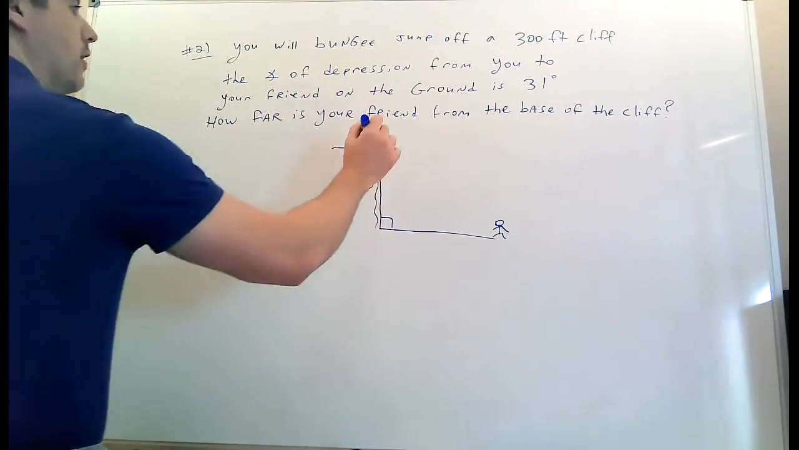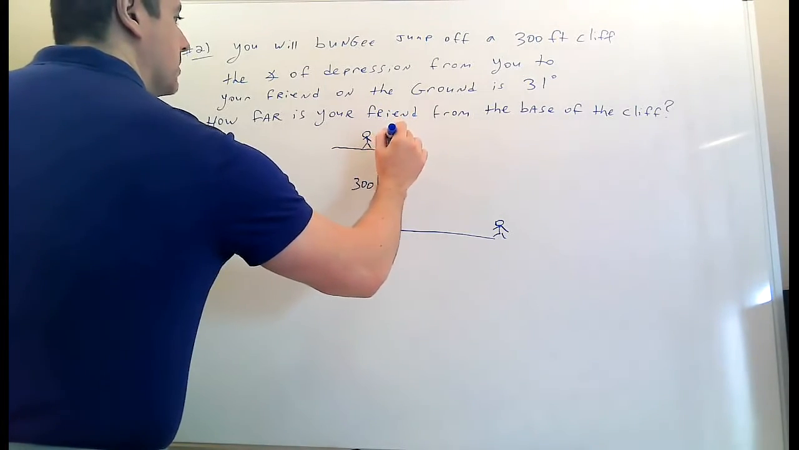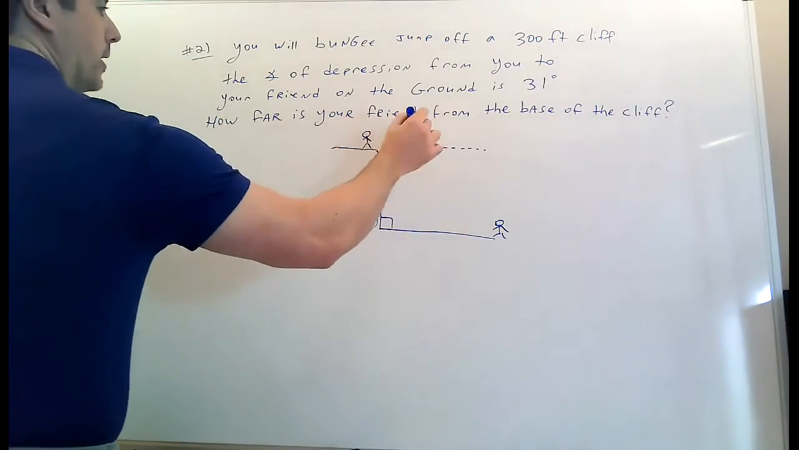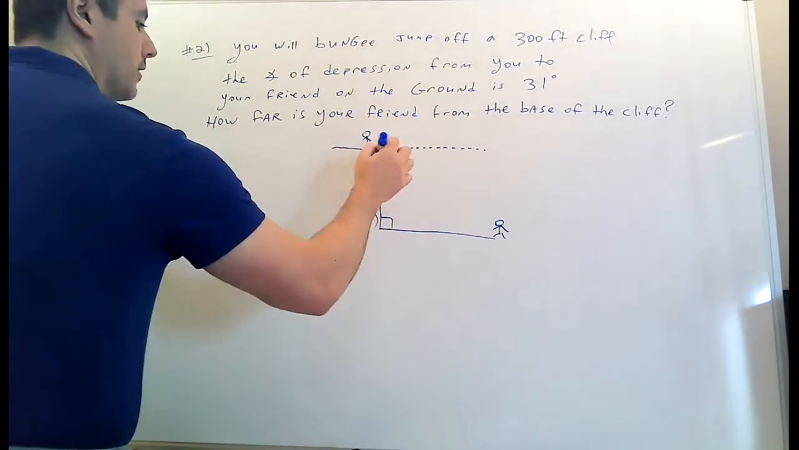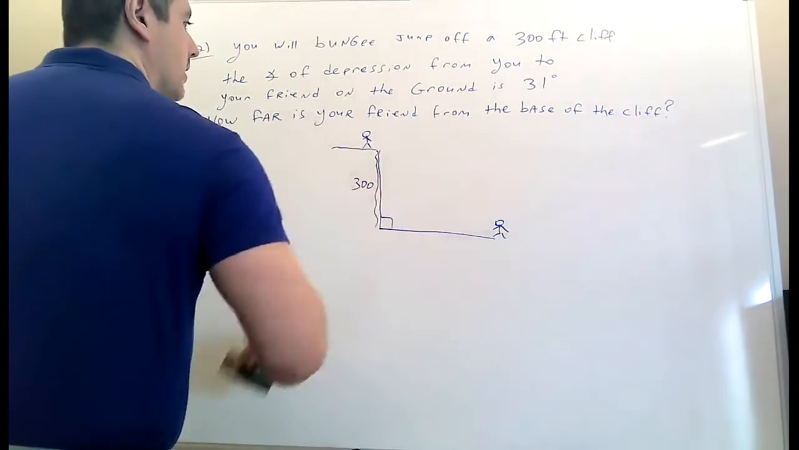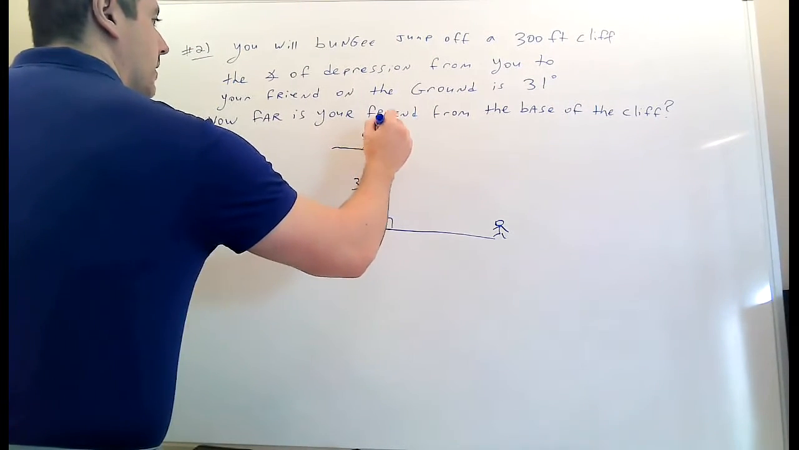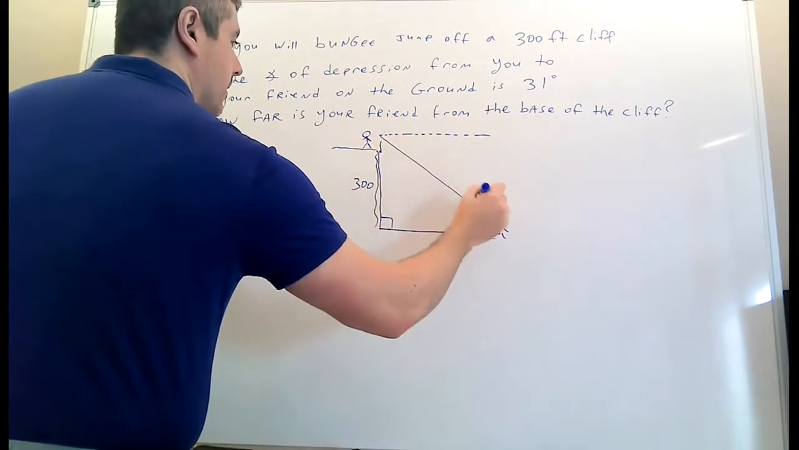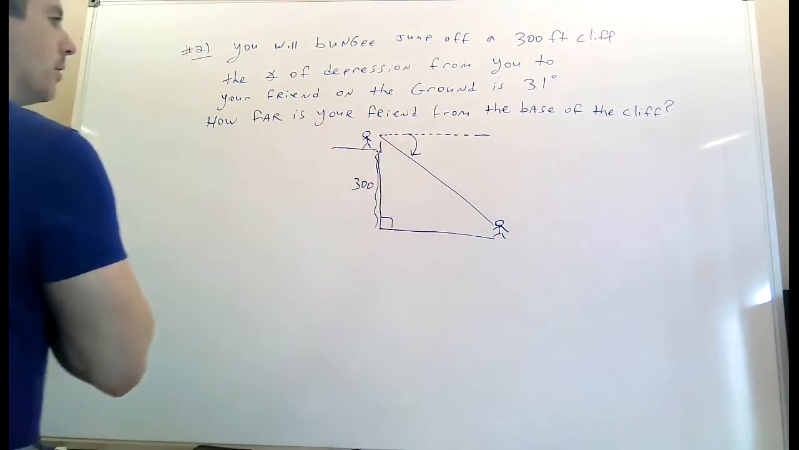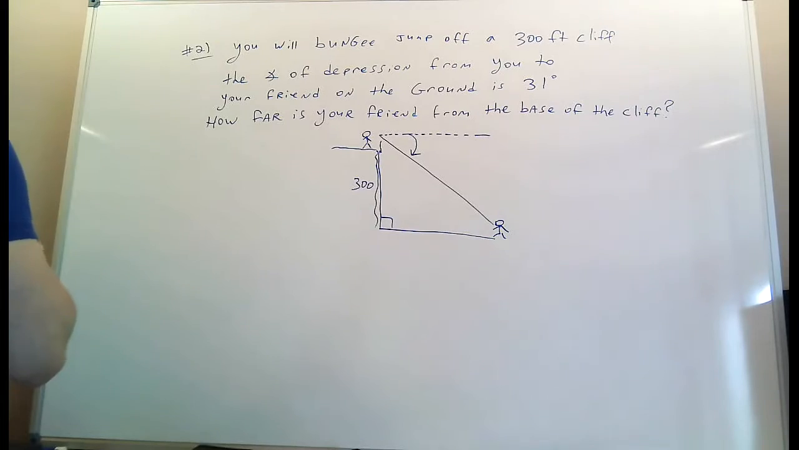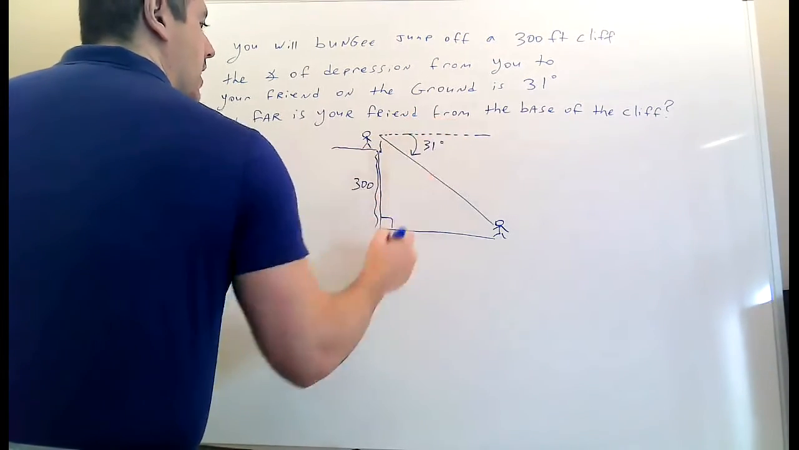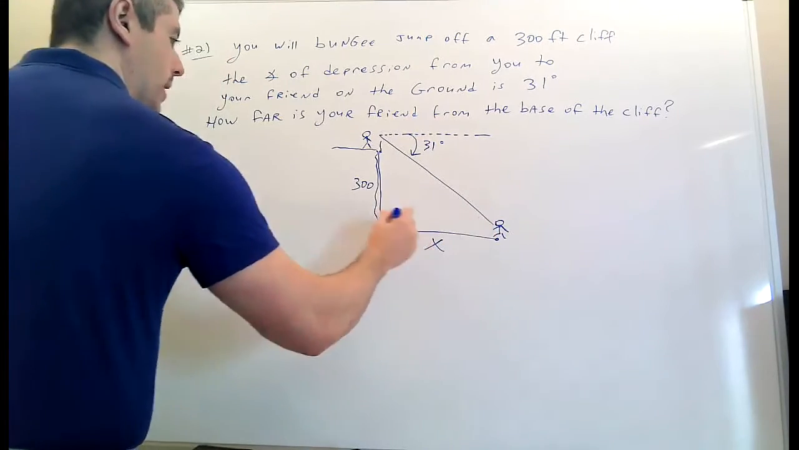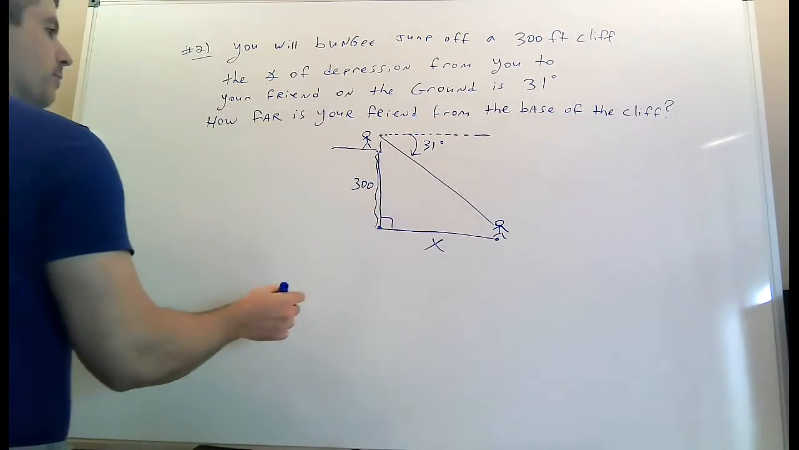You can see you have a triangle. Now, remember, the angle of depression is you looking down. I want to draw the triangle correctly, so I'll just extend that. There's your line of sight. You're looking down at your friend on the ground with that angle of depression of 31. And I want to know how far away he's standing from the bottom of the cliff you're about to jump off of.